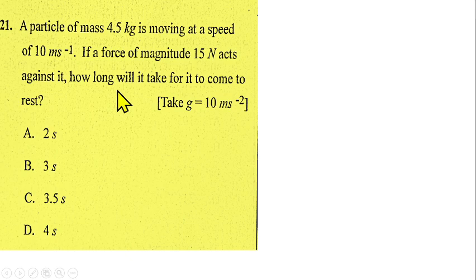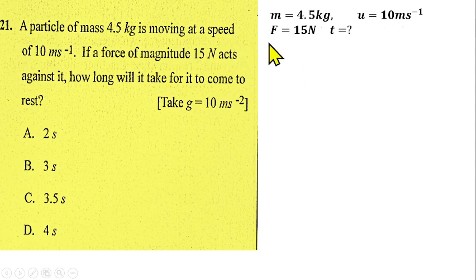Question number 21 is still on motion. You are told that a particle of mass 4.5 kg is moving at a speed of 10 meters per second. If a force of 15 Newton acts on it, how long will it take for it to come to rest? So you are given the mass and the initial velocity, and we are given the force, we are looking for time. But we are told, how long will it take for it to come to rest, so that means the final velocity will be 0 at that point.